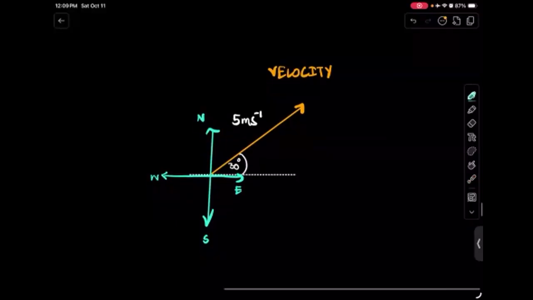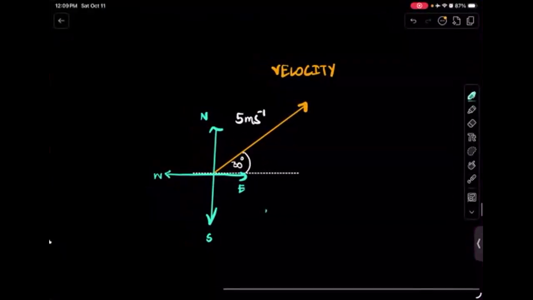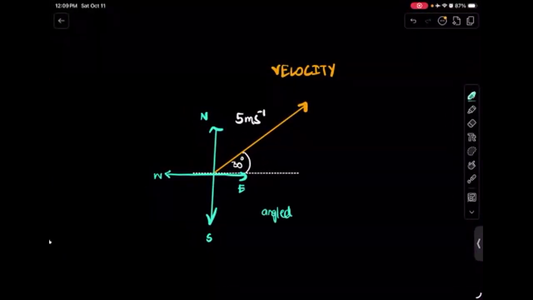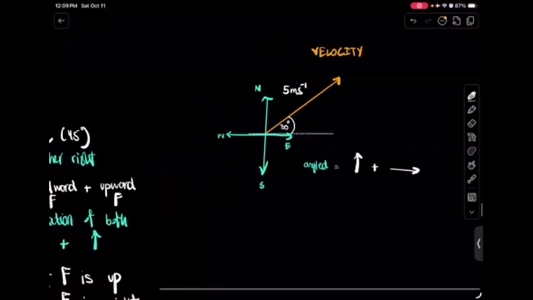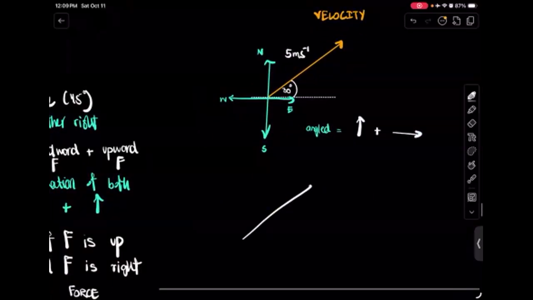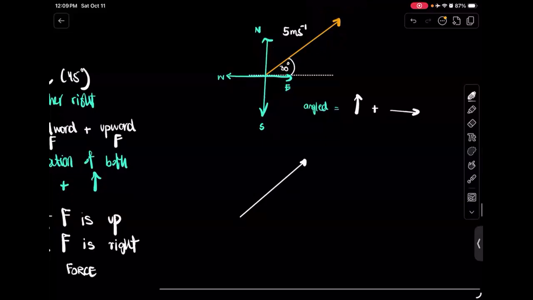So this vector is an addition of both going to the right and going upwards, right? You could say that this angled vector is composed of two components. It's going a little bit up and a little bit to the right. When you combine these upwards and rightwards vectors, you get this 5 meters per second at 30 degrees.